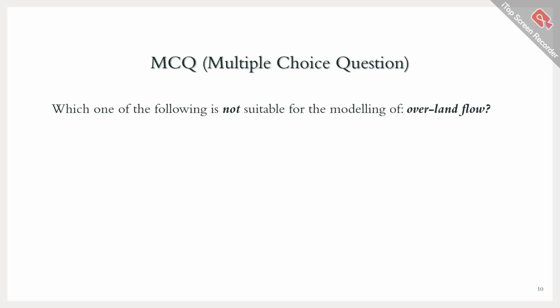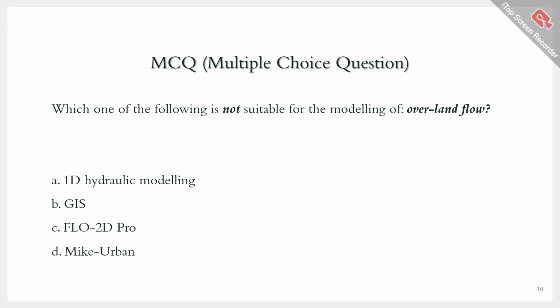Okay, we'll move on to our next MCQ, or multiple choice question. Single option will be correct. Which one of the following is not suitable for the modeling of overland flow? Option A is one-dimensional hydraulic modeling. Option B is GIS. Option C is Flow 2D Pro, which is two-dimensional, and option D is Mic Urban. Which one of the following is not suitable for the modeling of overland flow?